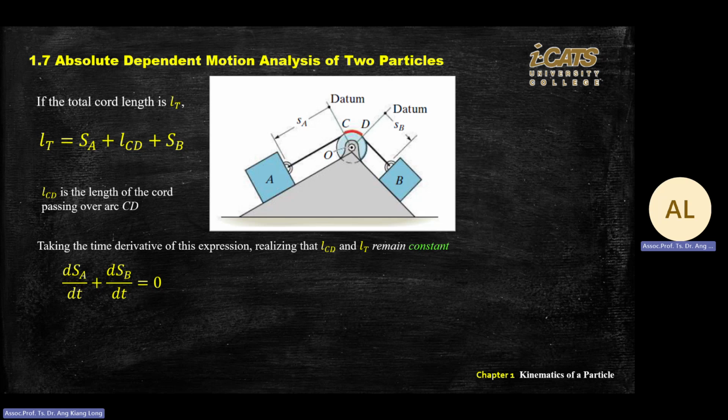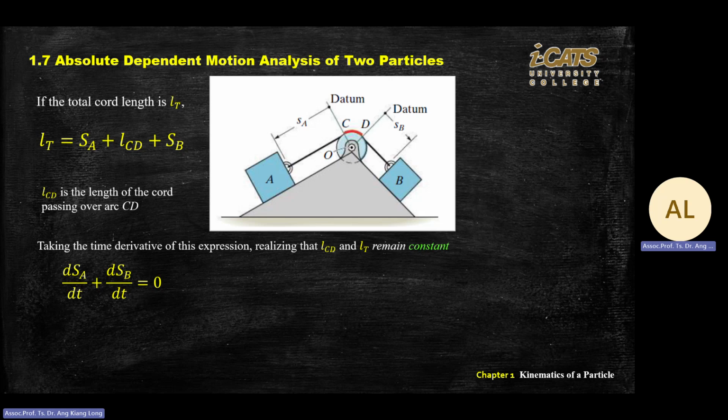Why 0? dL/dt doesn't change, the same rope, same length. That's why dL/dt is 0. That's why we eliminate this one. dLCD/dt, we do not have this one after the step because it doesn't change. Okay, we arrive at this equation.